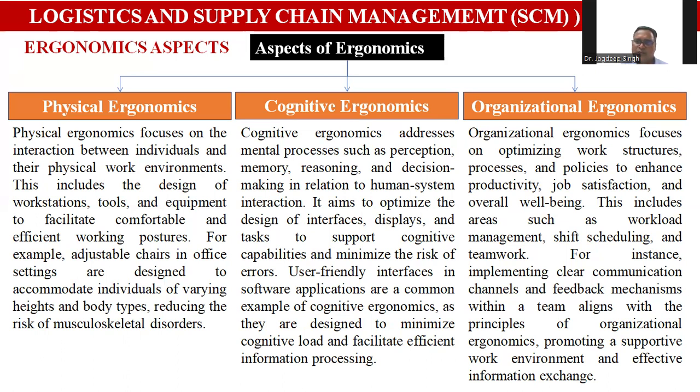Third is organizational ergonomics. Organizational ergonomics focuses on optimizing work structures, processes, and policies to enhance productivity, job satisfaction, and overall well-being. This includes areas such as workload management, shift scheduling, and teamwork. For instance, implementing clear communication channels and feedback mechanisms within a team aligns with the principles of organizational ergonomics, promoting a supportive work environment and effective information exchange.